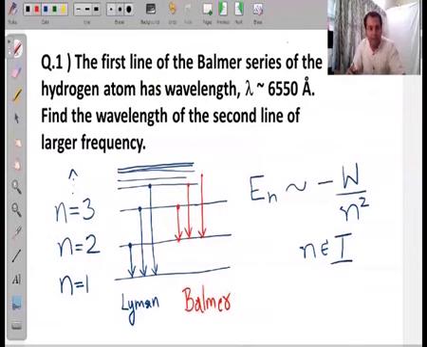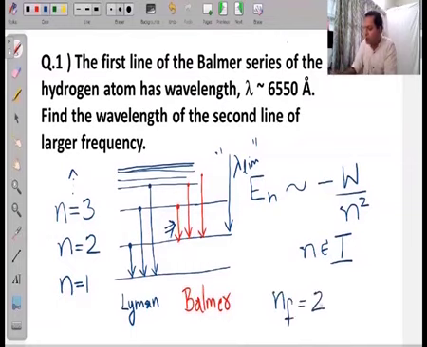The question says the first line of the Balmer series. So which is the first line? Should I begin from this one, which has the shortest frequency, or should I begin from the other end? Now, if you look at the energy levels, as I mentioned, they are getting closer and closer to each other as you are going to the higher energy levels. So all of them actually have nearly the same frequency or same wavelength, and that corresponds to lambda limit. So the first line is actually defined to be the longest wavelength line, and which is this one. So we have the final state for the Balmer line as nf equal to 2. So let's apply this solution here.